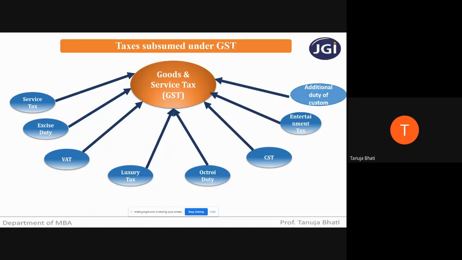So students, is this slide clear? Now, none of these taxes are levied after 1/7/2017. All these taxes are now over. All these taxes are now replaced by GST from 1/7/2017. Is this clear, students? Yes, ma'am. Okay. Moving ahead.